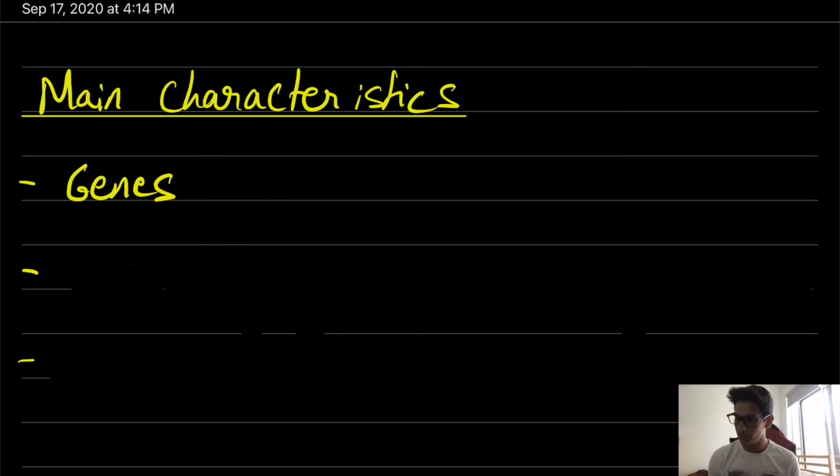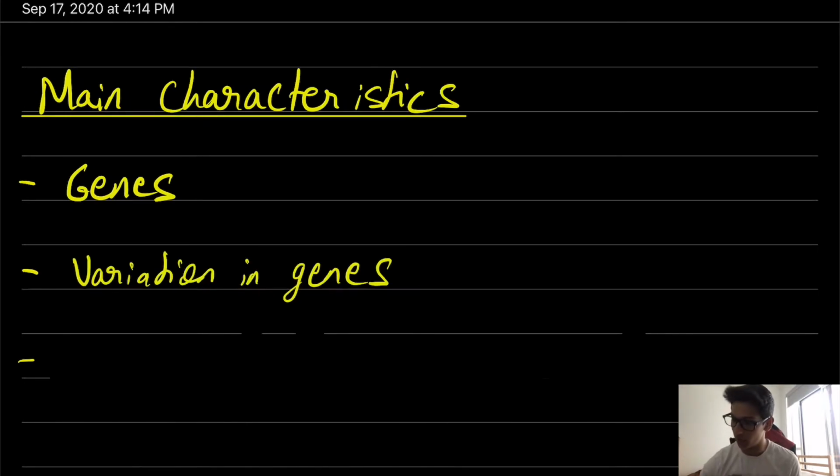The next is variation in these genes. When we start out with our first generation in a genetic algorithm, we want to start out with very high variance in the genes. If we were talking about humans, we would want humans that are tall, short, in the middle, and everything in between. Same with weight: heavy, light, in the middle, and everything in between. And the same for intelligence and everything else.